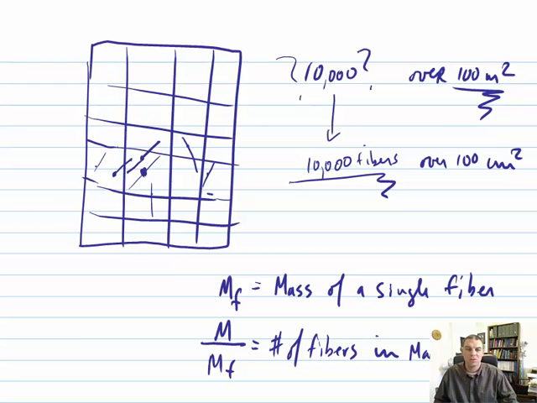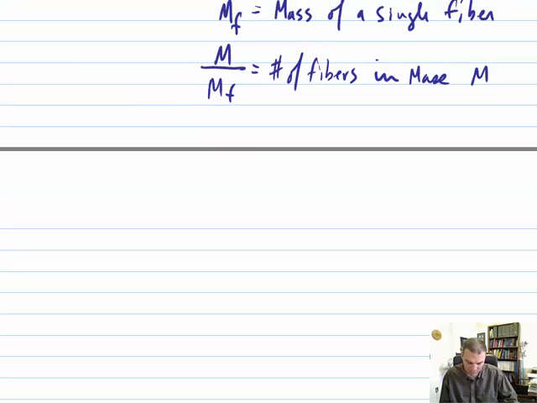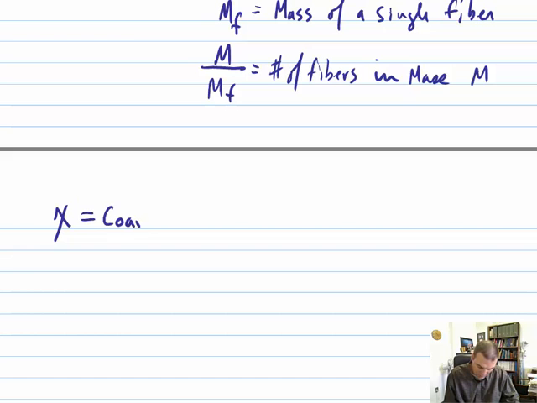Again, this sounds pretty straightforward right now. The question might be, though, how would you determine the mass of a single fiber? That might sound tricky, but it's actually easier than you might think. We actually have the ability to measure something, and I'm going to give it the abbreviation X, and we're going to call this the coarseness of the fiber.